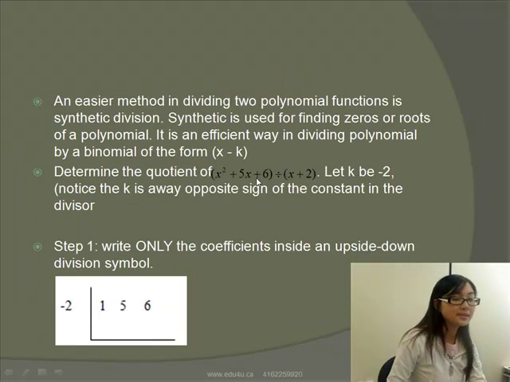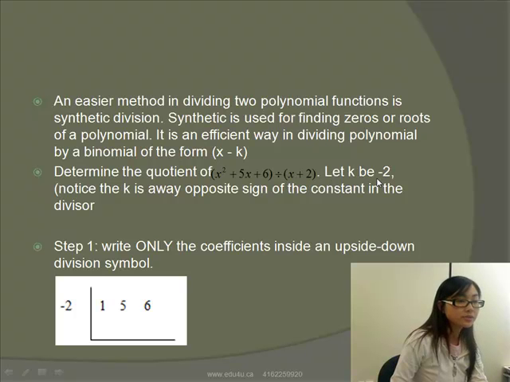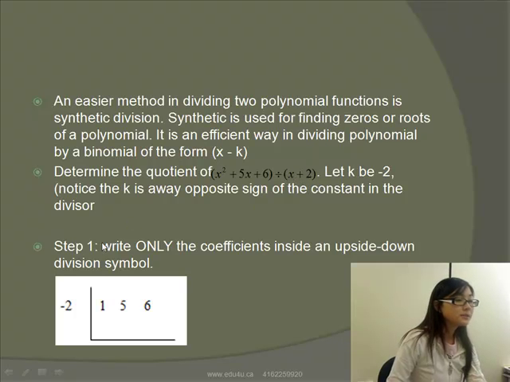Okay, I have just fixed the slide. So that's x squared plus 5x plus 6 divided by x plus 2. Let k be negative 2. Notice that the k, here negative 2, is the opposite sign of the positive 2 that's behind x right here.